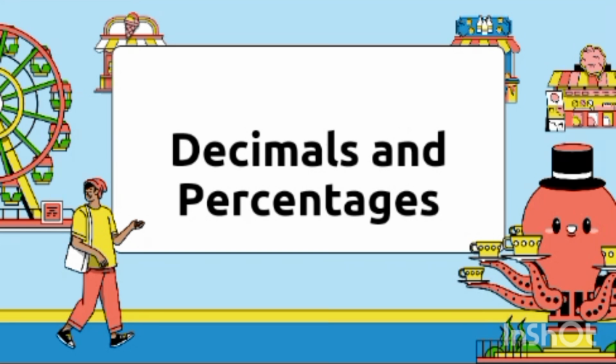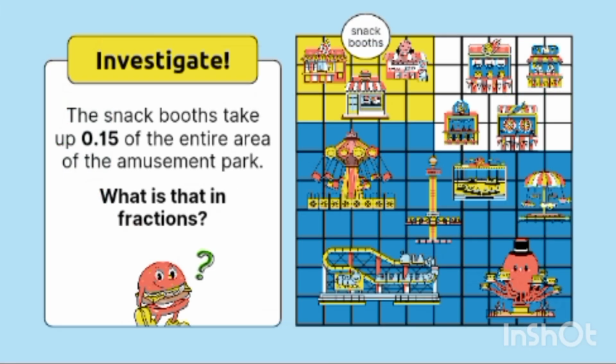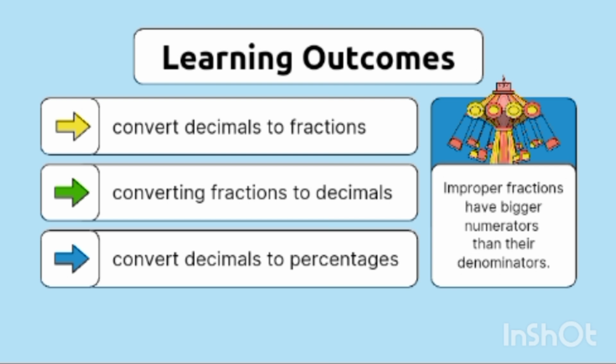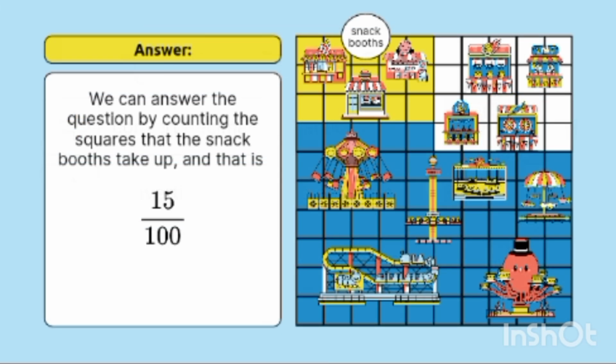Today we are going to do decimals, like fractions, decimals, and percentages. We are going to investigate this question: the snack booths take up 0.15 of the entire area of an amusement park. What is that as a fraction? Today we are going to explore how we can convert decimals to fractions, fractions to decimals, and decimals to percentages. Today's main topic is about decimals.